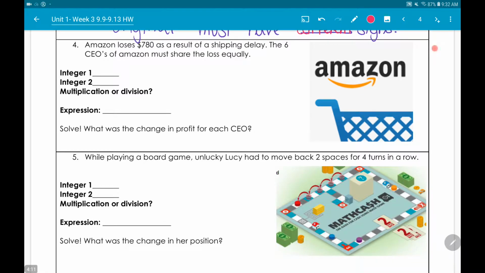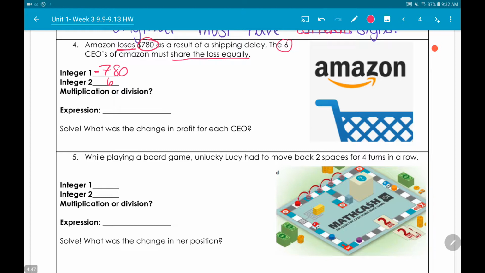All right, let's get down to our word problems. Amazon loses $780. All right, so 780 is our integer 1. Is it positive or negative? It is negative because they are losing money. So they lost this as a result of a shipping delay. The 6 CEOs must share the loss equally. Okay, so 6 is my next one. Are there positive 6 of them or negative 6 of them? We're talking about people, so positive.